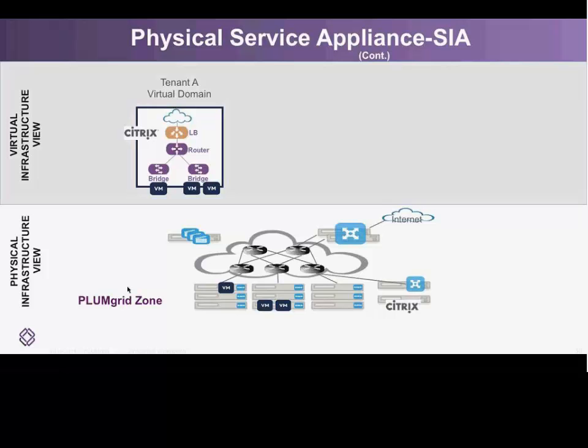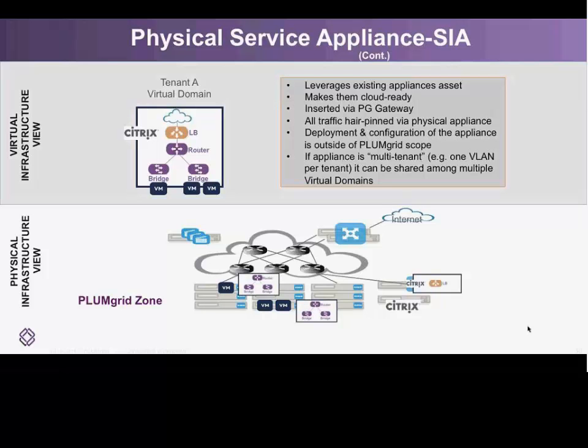So the way that's done, if you observe the right bottom corner of this picture, is the physical appliance will be connected into a PLUMgrid gateway. This can be a physical, hardware gateway, or it can be a software gateway. Regardless of the form factor of the gateway, the physical appliance can be inserted within a virtual domain. So the topology and the behavior looks a lot like the one we just observed for the virtual appliance.